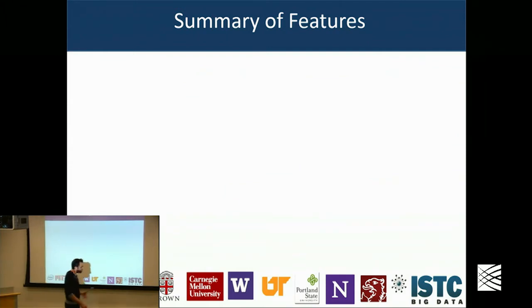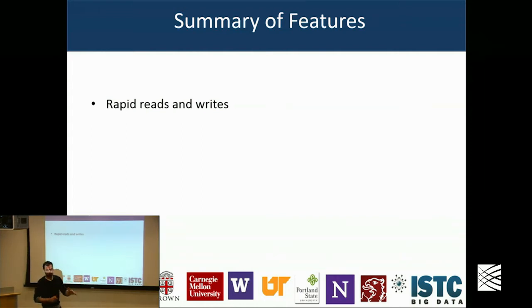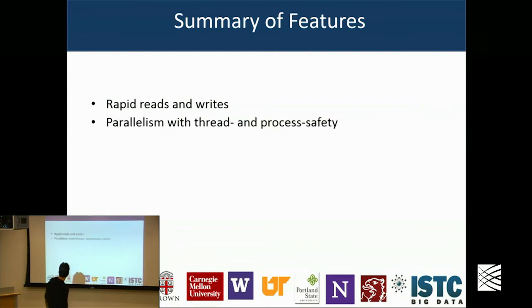All right, so what is the summary of the features? This just touches the surface, right? We do have rapid reads and writes. This is a fact. We also have a paper at VLDB. This is one of the top database conferences where we have all the results. We have very exhaustive benchmarking there. We do have parallelism with both thread safety and process safety. So TileDB is multi-threaded, but TileDB also works for multiple processes if you're familiar with MPI, for example.